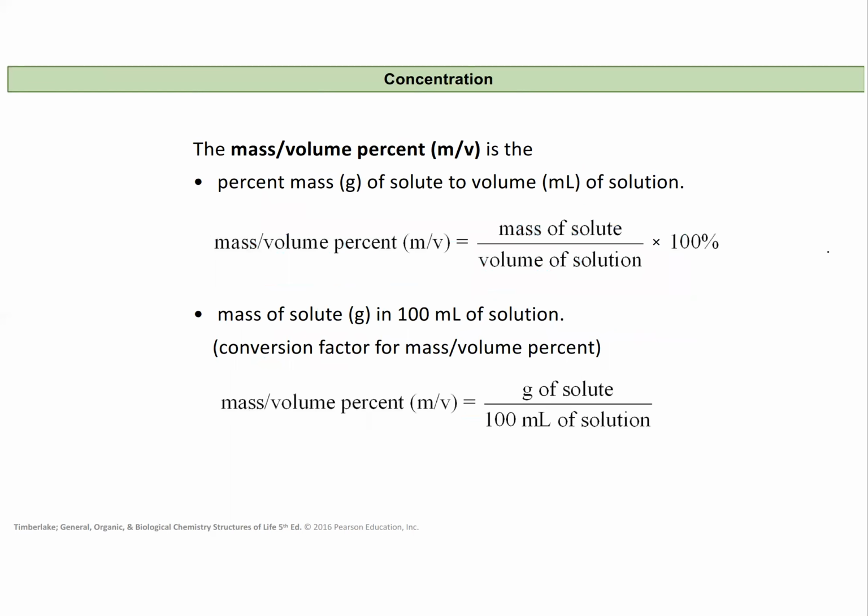Mass to volume percent, again, is going to be the solute over the solution in terms of our ratio. This time it's going to be the mass of the solute divided by the volume of the solution. And again, multiplied by 100. And so in this case, we might have something like I have 2 grams of sodium chloride, and I add enough water to form a 100 milliliter solution. It's commonly how it's stated.